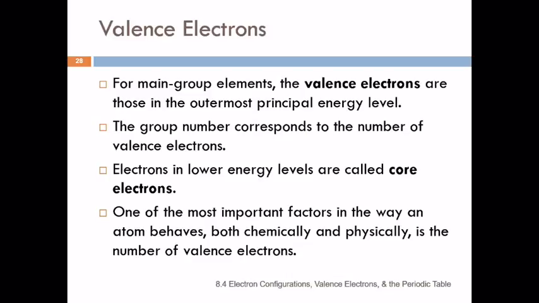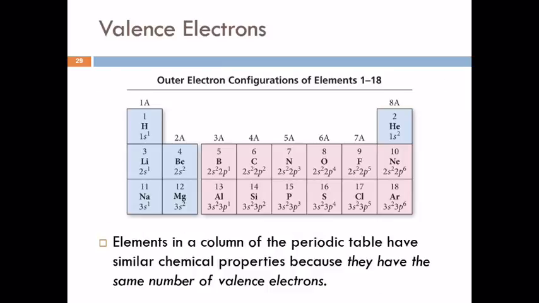The number of valence electrons greatly affects how the particular element interacts chemically with other things, and also some of its physical properties. So it's a very important idea. Here, if we look at main group elements in the first three periods, hydrogen, lithium, sodium, they're all in group 1A. They all have one valence electron.